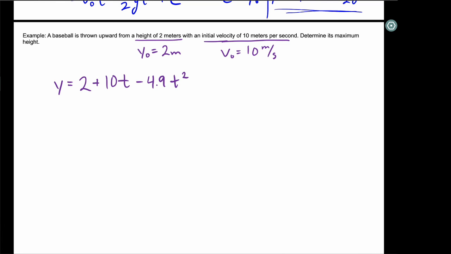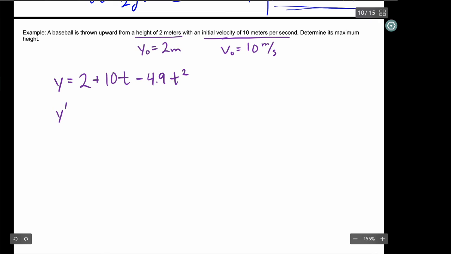We can also reason that wherever this derivative is 0 is where the ball is going to reach its maximum height. So we want to look for where the velocity is 0. An object can change directions when its velocity is 0. So let's look for y prime. This is 10 minus 9.8t. Set this equal to 0, and we get that t is 10 over 9.8.